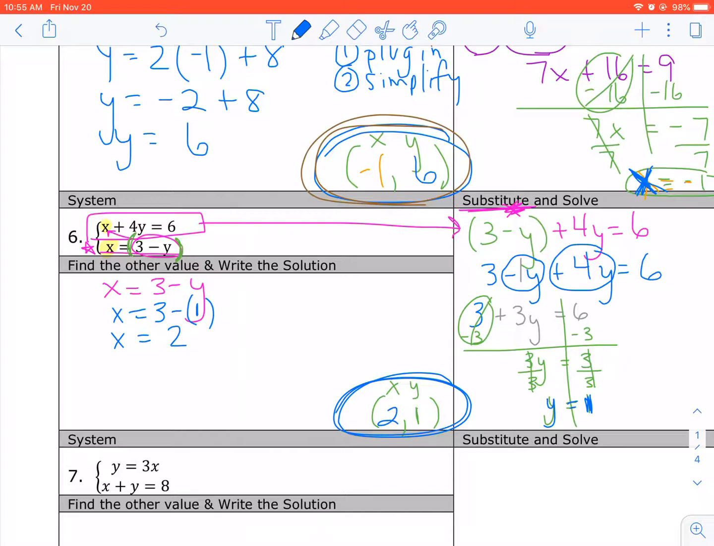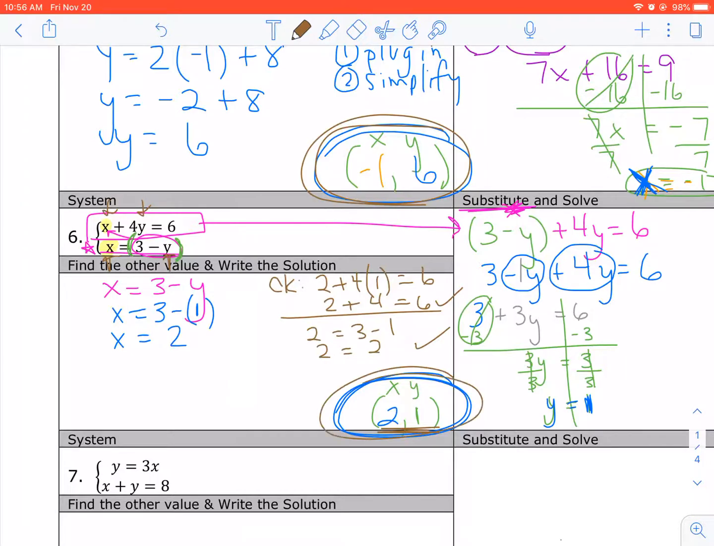And I showed you guys on number 5 how you can check yourself if you wanted to by going back in and plugging this x and y value into both of these equations and seeing if the left side equals the right side. For those of you that want to see that check step again, I'll do it right here so that you can see it. x is a 2. 2 plus 4 times y, which is 1, is 6. Is that true? 2 plus 4 is 6. So it works for the first equation. Now let's check the second equation. We have 2 equals 3 minus 1. 3 minus 1 is 2. 2 equals 2, so that one is also correct.